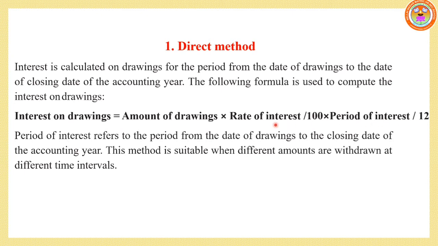Rate of interest usually will be given in the question itself. Amount of drawings also will be given in the question. Period of interest: from the date of withdrawal of the amount by the partners till the end of the accounting year, we have to calculate the months. So the formula is amount of drawings into rate of interest by 100 into month by 12. That means period of interest, month by 12.